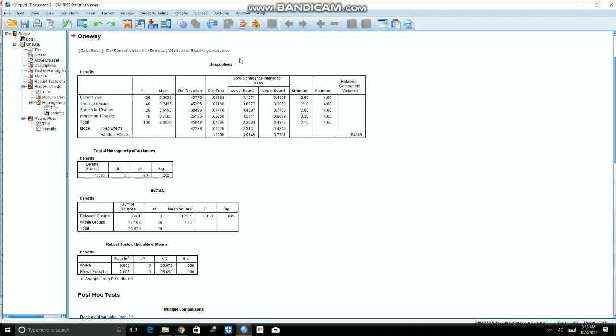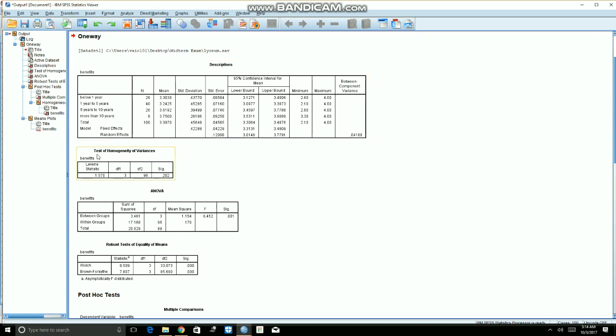This is the descriptive statistics data from our test. We have below 1 year, 1 to 5 years, 5 to 10 years, and more than 10 years. Then we'll interpret it by saying that employees with a length of service of more than 10 years have the highest benefits, with a mean of 3.7500, while employees working 1 to 5 years have the lowest benefits, with a mean of 3.2425.